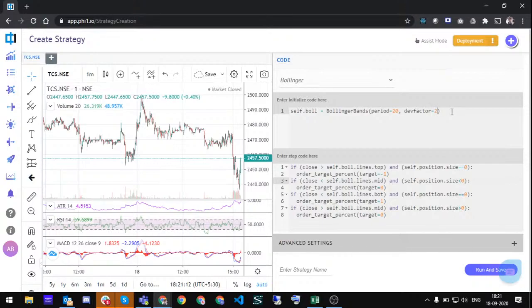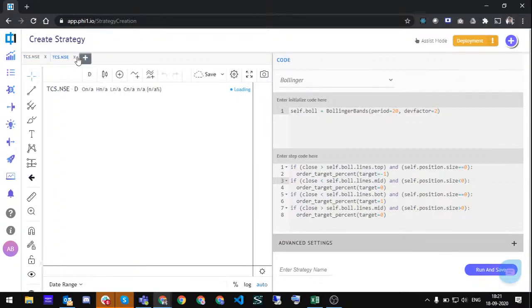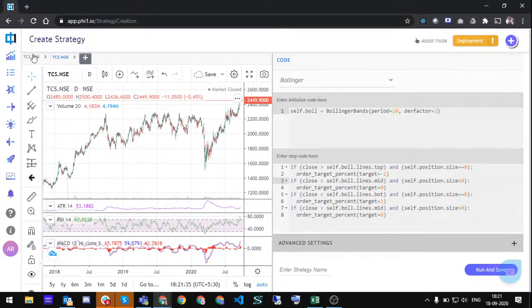Okay. Then another question is, can I run a strategy on multiple time intervals? Absolutely. There are two ways in which you can do this. One is when you're trying to analyze multiple different time intervals for the same security and learning based on that. So for example, TCS 1 minute plus TCS end of day, you can just click on the plus here and add TCS end of day. So now I have access to TCS end of day as well as 1 minute, both on this strategy, and I can analyze both in whatever way I want. So that's one way to do it.